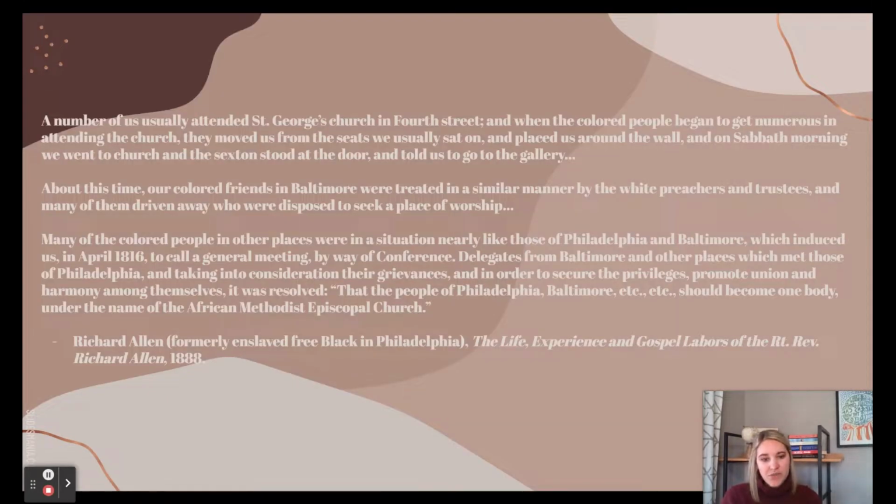So to end, I want to include an excerpt by Richard Allen, who was a formerly enslaved Black, showing how the Second Great Awakening influenced a group of free Blacks in Philadelphia.